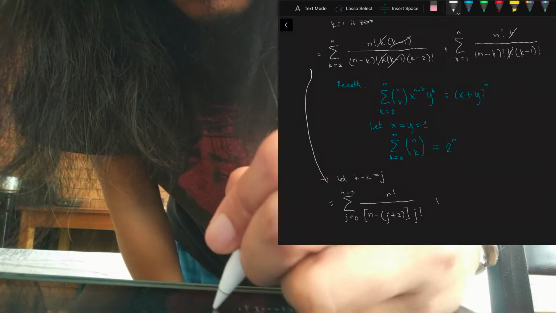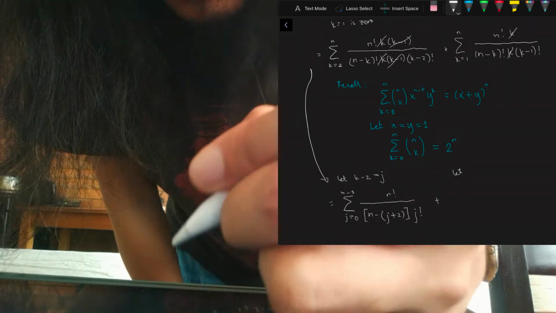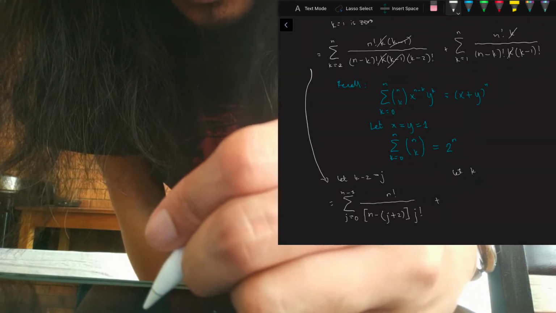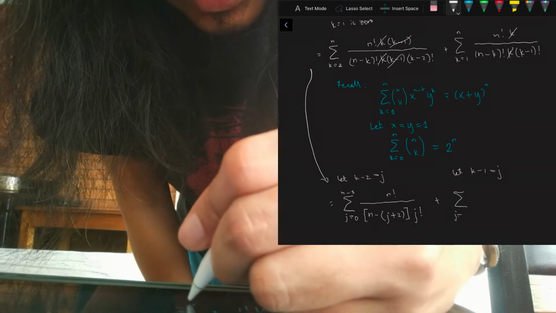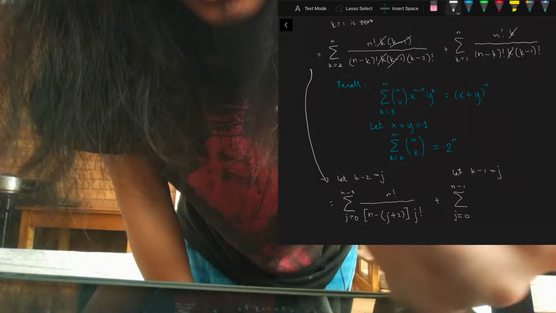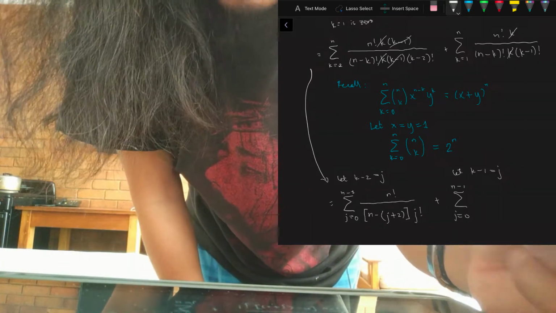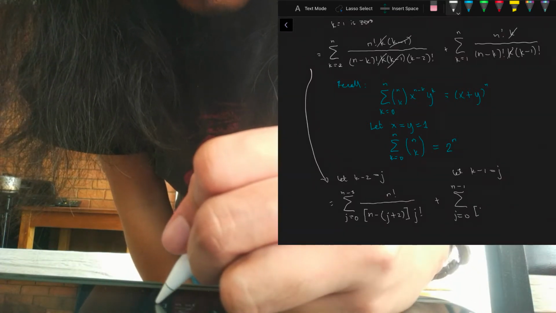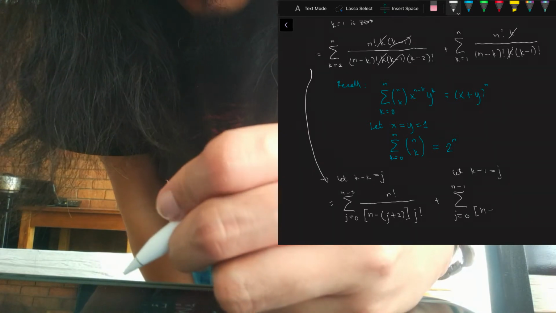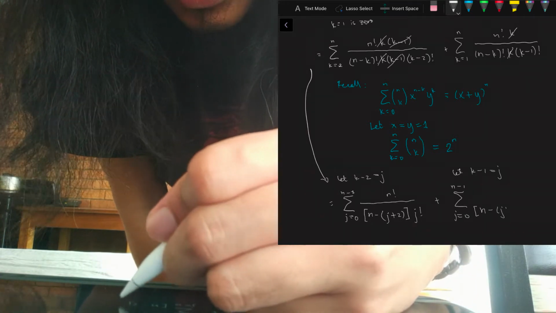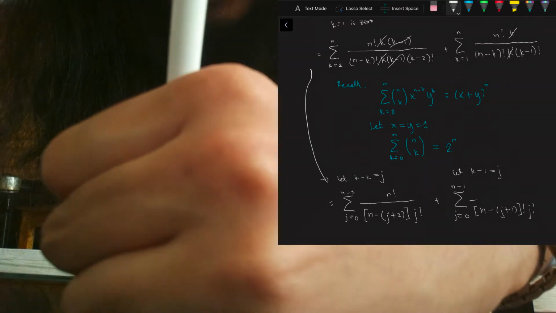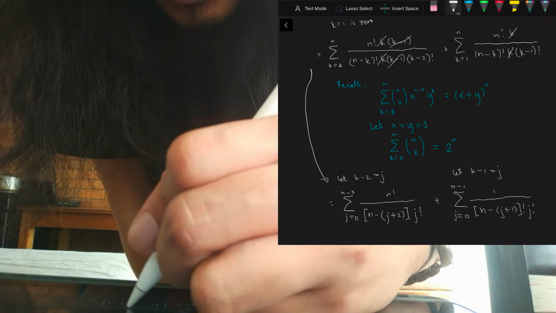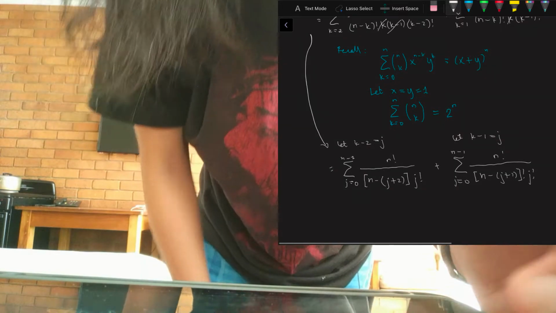In the second term, because it starts at k equals 1, we let k minus 1 equal j. So now the index starts from 0, but it runs all the way up to n minus 1 instead of n. And so the denominator becomes n minus, so k is, of course, j plus 1 factorial. j factorial is just your k minus 1 factorial. In the numerator, you have n factorial.